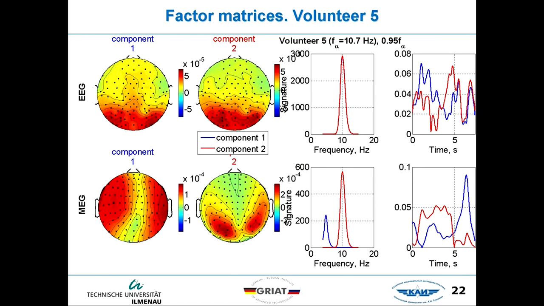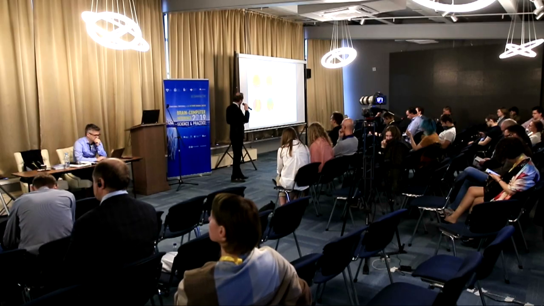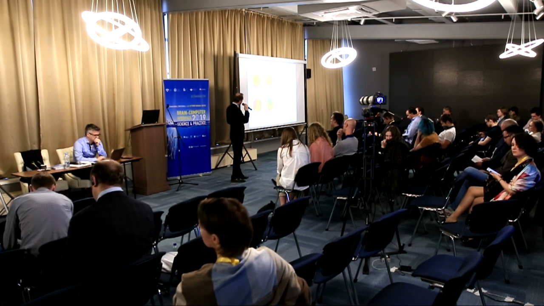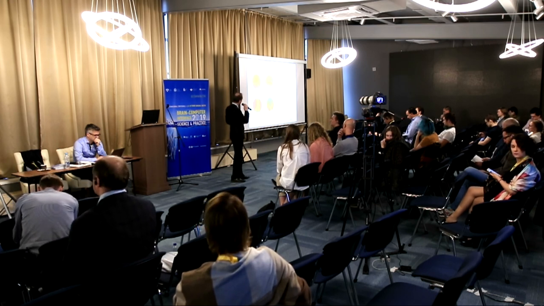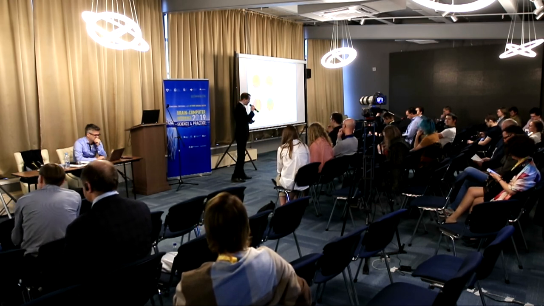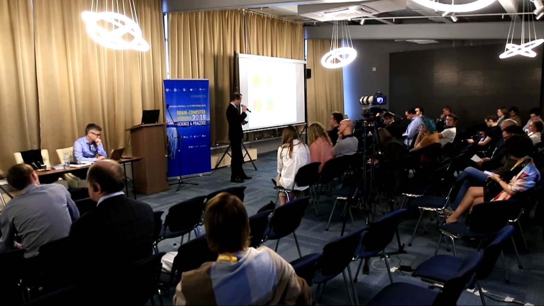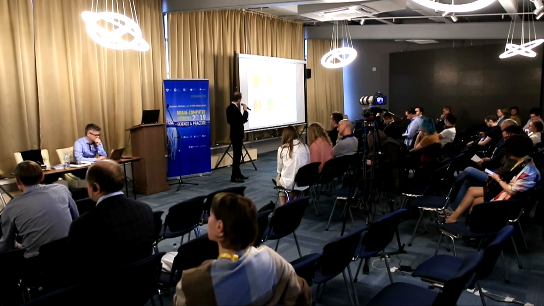For volunteer 5, we can see the same result. But in this case, the stimulation frequency is close to the individual alpha frequency, and we don't see the component in the EEG data, but we can see two components in the MEG data, and it means that MEG data have information about the response.